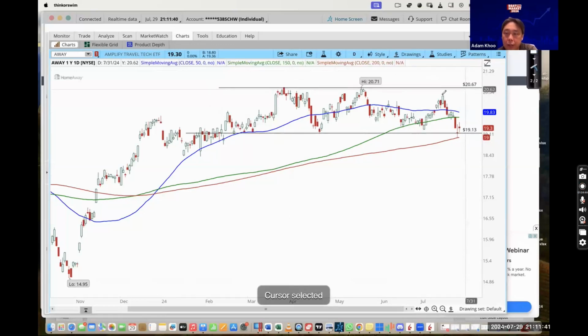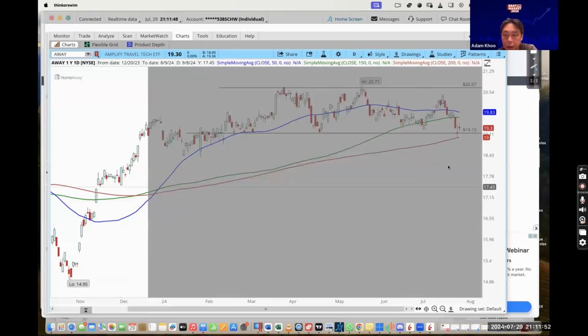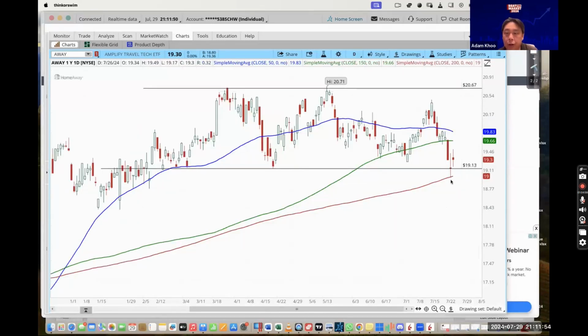So right now, the price has dropped to the support level, which is about $19. Okay, let me zoom in a bit. So it's dropped here. And by the way, it also hit the 200 moving average, which is a pretty strong support, right? And it bounced up here. So now it's at $19.30. So could this be a potential trade?